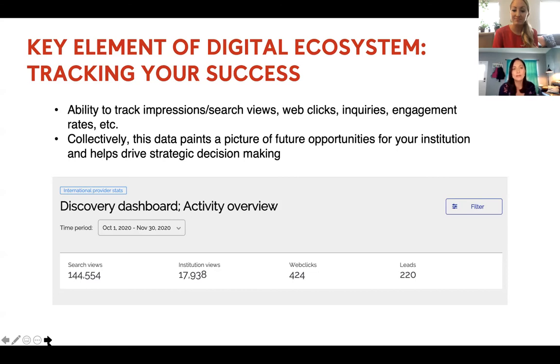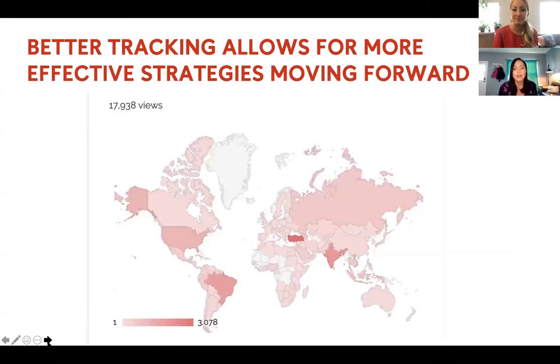Another important piece and recommendation that I would make is, if you are purchasing profiles on different sites, set up Google Analytics so that way you can see where the traffic to your website is coming from. And then finally, just better tracking allows for more effective strategies moving forward.